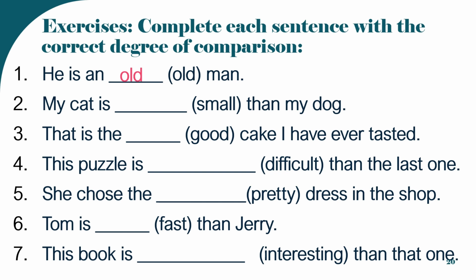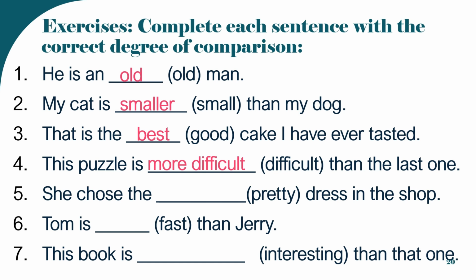In number two sentence, two animals, cat and dog, are compared. So the comparative form of the adjective, that is smaller, will be used and the sentence will be my cat is smaller than my dog. In number three sentence, the cake is compared with all the cakes I have ever tasted. So the superlative form of the adjective, that is best, will be used and the sentence will be that is the best cake I have ever tasted. In number four sentence, two puzzles are compared. So the comparative degree of the adjective, that is more difficult, will be used and the sentence will be this puzzle is more difficult than the last one.